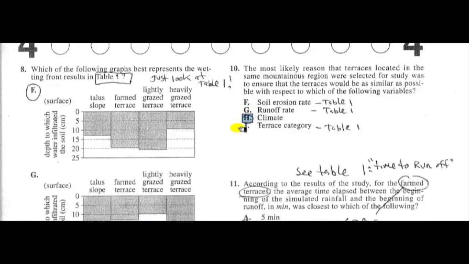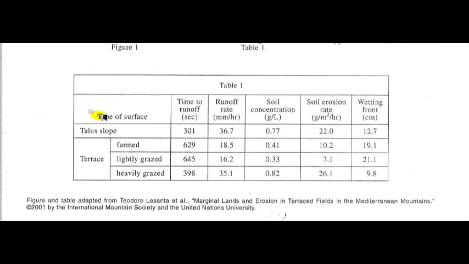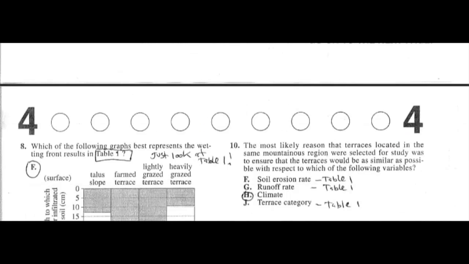Let's go ahead and see why J is incorrect. J says the terrace category. If you scroll up here to the y-axis in table 1, terrace category, here is the type of surface, and here is the terrace category. This is a slope, and this is a terrace, farmed, lightly grazed, and heavily grazed. If you look over here, you see that the slope is 300 and the farmed is 600. That is a very big difference. It is not similar, and therefore it is an experimental variable they're switching around, and heavily grazed is different than farmed by quite a bit. Therefore, that answer choice can be crossed out right away.